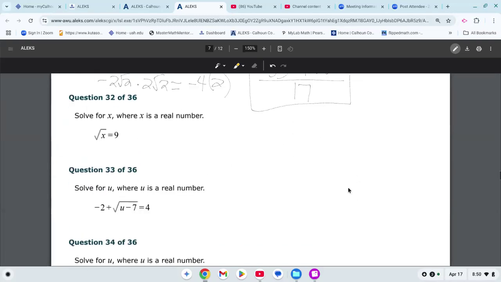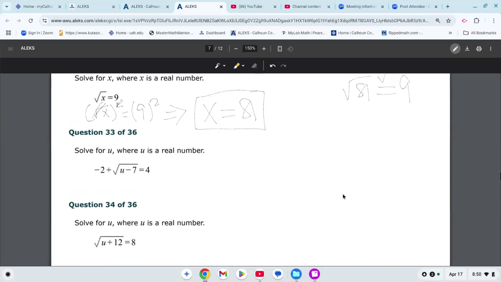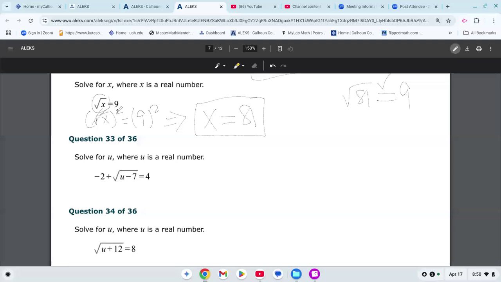For number 32, we are solving the equation. So we isolate the square root, then we square both sides. And the square and the square root cancel. So that leads me to x equals 81. Now, when I check it, the square root of 81 is 9. So that would be my answer. You always have to check because you want u to be a real number, and you want whatever u is, or x is, to make sure that this number, whatever it is, is not negative once you clean that up.